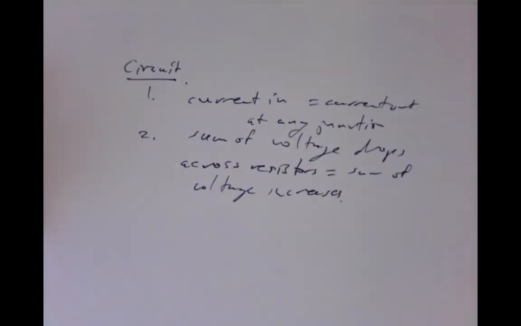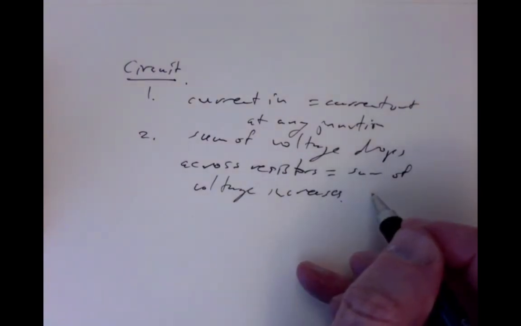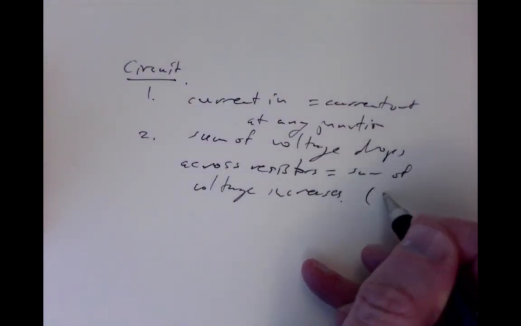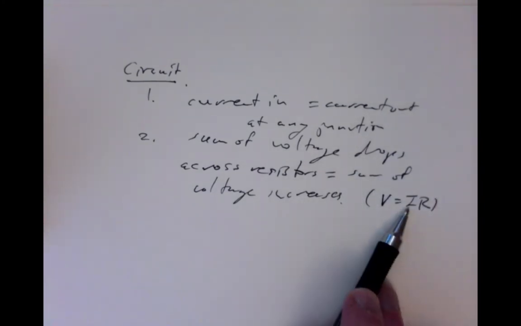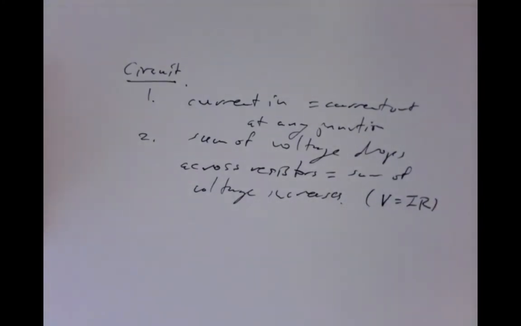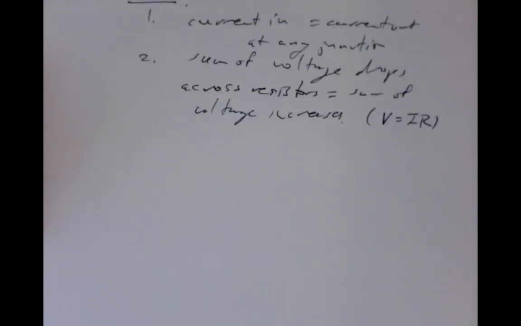So we'll see how to apply that. If you're not familiar with that, that's fine. We'll see how to apply that in a simple setting of an actual circuit. And this, of course, leads to Ohm's law, which is the voltage we're dealing with is the current times the resistance. So let's see if we can do this. Even if you haven't seen anything about circuits before, we should be able to work out a simple example.